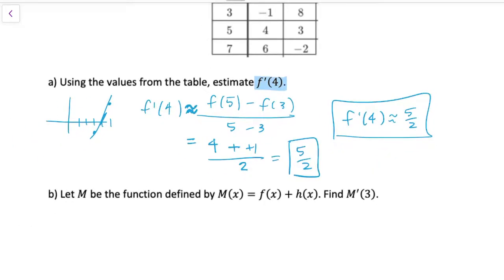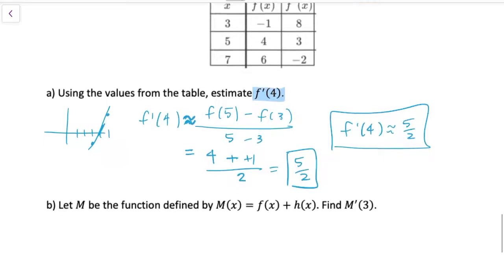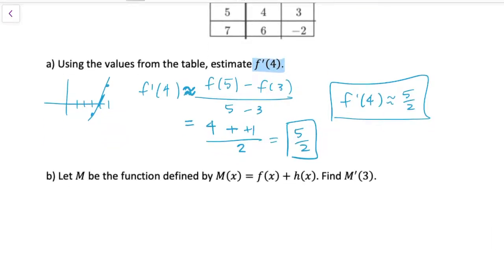And then we're letting m be the function defined by f of x plus h of x. Okay, now we need h from up above. We want to know m prime of 3. Well, first let's consider m prime of x. M prime of x is going to be, okay, we're just adding two functions. Finding the derivative of the sum is just the sum of the derivatives. So it's f prime plus h prime.